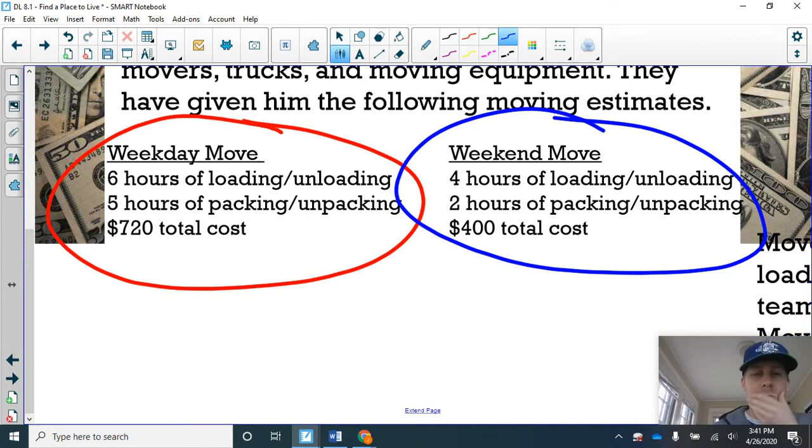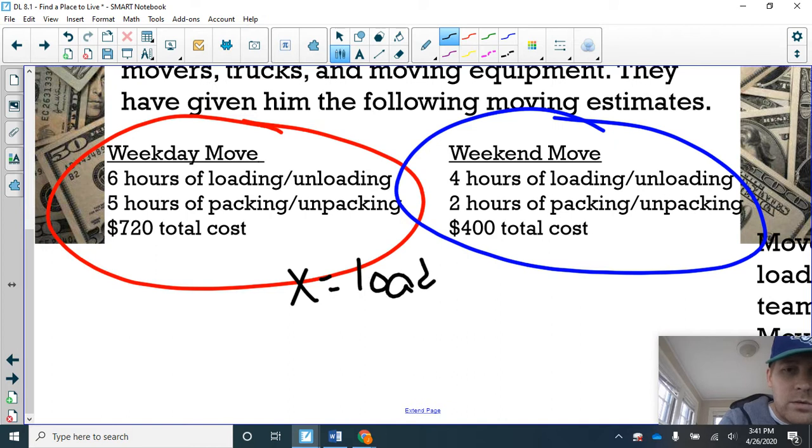What I would want you guys to do is always tell me what your variables stand for first. You're going to define your variables. So in this case, I'm going to use X to represent the hours of loading and unloading. So X is going to be load, unload. And then Y is going to be pack and unpack.